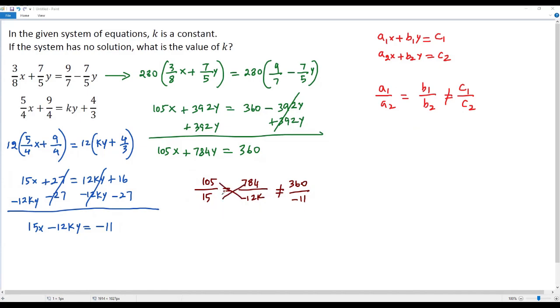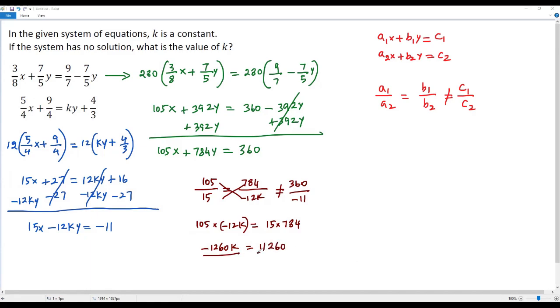Let's do cross multiplication. That is, the numerator on the left side has to be multiplied by the denominator on the right side. Then I'm getting 105 times negative 12k, and the numerator on the right side has to be multiplied by the denominator on the left side. Then I'm getting 15 times 784. When I multiply 105 and negative 12, I am getting negative 1260k. On the right side, when I multiply 15 and 784, I am getting 11,760. Okay, my aim is to solve for k.